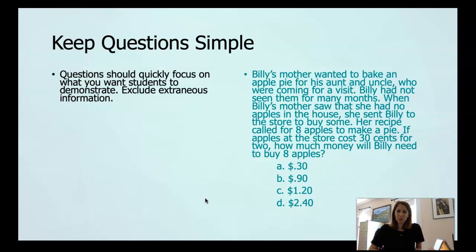However, if we take the time to actually read this word problem, there's a lot of information that we don't need about why Billy's mother is baking a pie in the first place. We don't need that information, right? We only need to know how many apples Billy's buying and how much the apples cost, because really what we're assessing is students' ability to solve a math problem here. So we want to keep our questions simple and straightforward so we're not confusing our students.